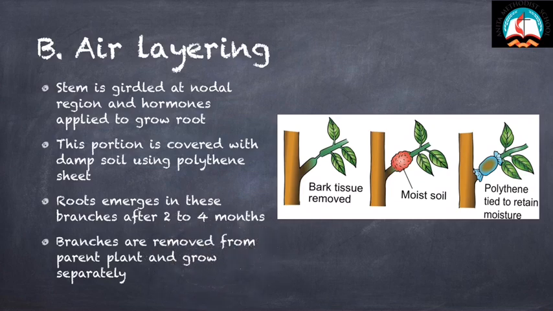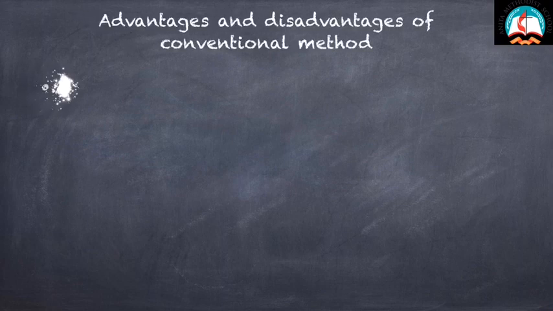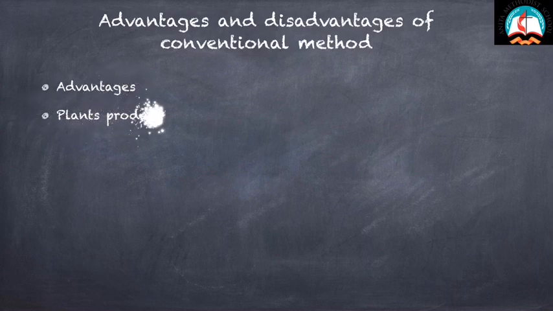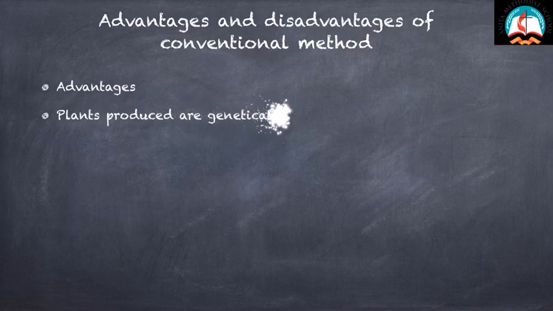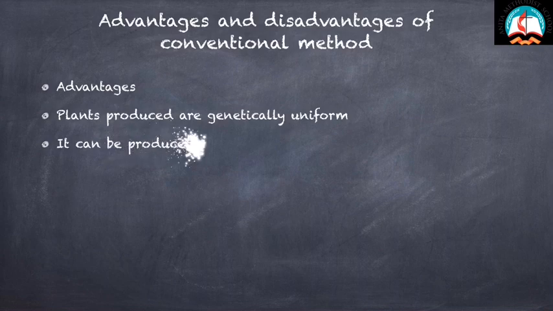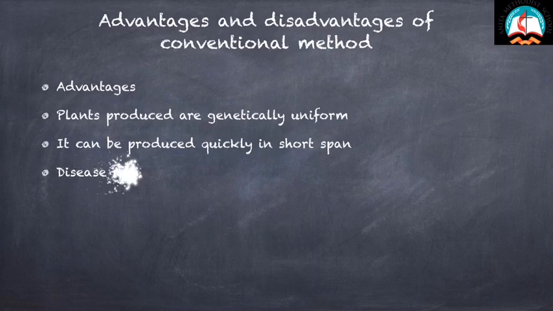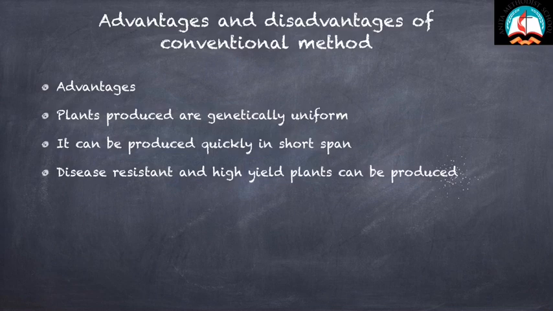Let us look at the advantages and disadvantages of this conventional method. The advantages are the plants produced are generally uniform. They can be produced very quickly in a very short span. With the help of the conventional method, disease resistant and high yield plants are produced.